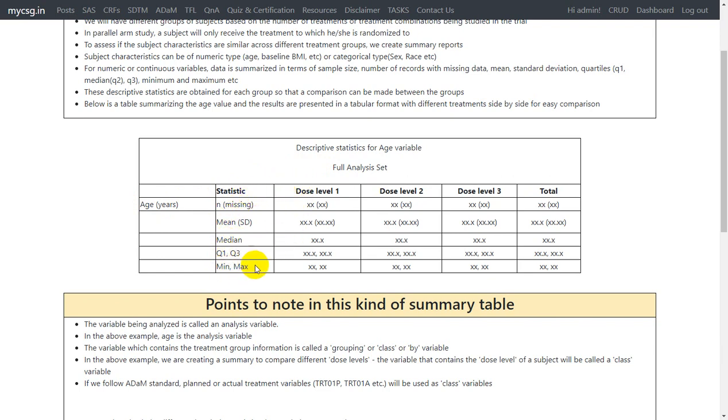And these values are being produced for subjects who are present in dose level 1 and subjects who are present in dose level 2, dose level 3, and a total column which is a combination of all the values seen across these three different treatment groups. So this is our total column.